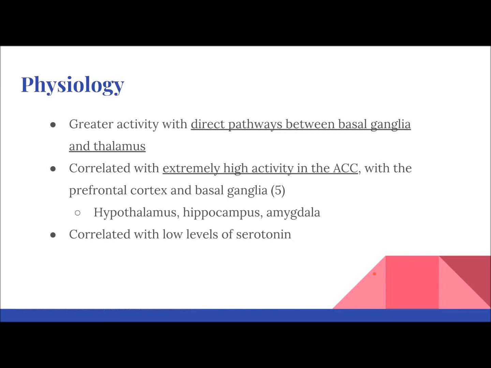So further specific physiology that contributes to OCD would be a greater activity within direct pathways between the basal ganglia and the thalamus. OCD is also correlated with extremely high activity in the ACC, which we just looked at, and its relationship between the prefrontal cortex and the basal ganglia within the brain. Also within this study, it showed that the relationship between the ACC and the hypothalamus, hippocampus, and amygdala showed extremely high activity. And my point in this is also that the hypothalamus, hippocampus, and amygdala are responsible for homeostatic actions.